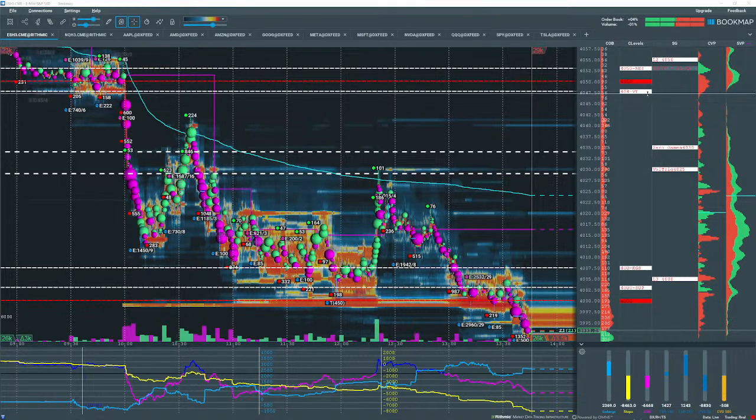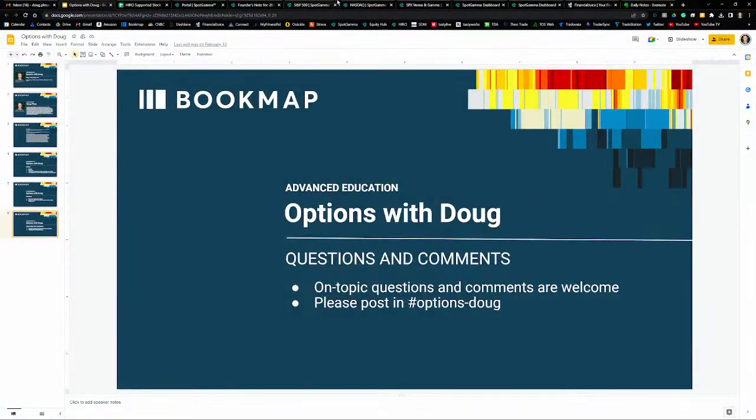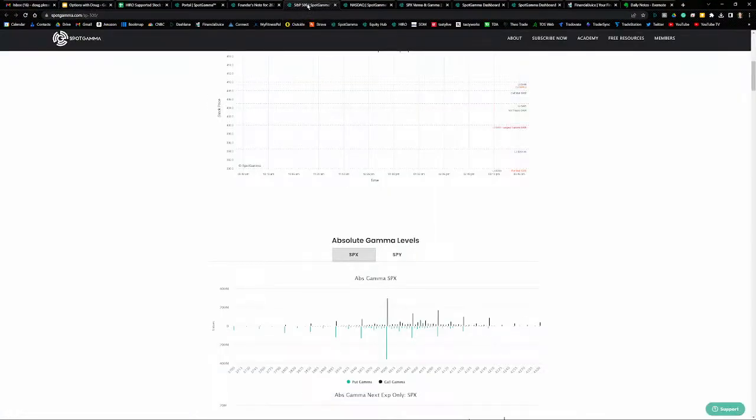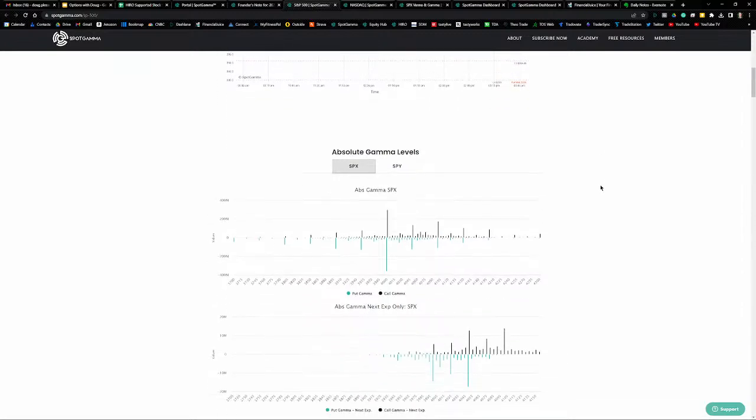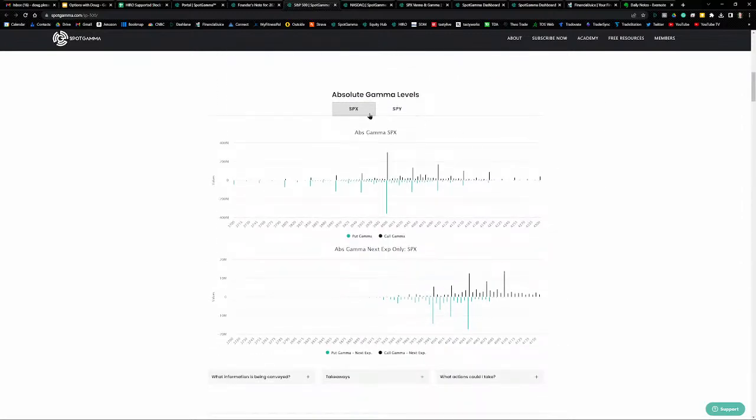Okay, let's take a look at the SPX gamma charts. These are the absolute gamma levels, and this will show where those levels come from. So this is SPX, the absolute gamma levels, and this is the 0 level. Above the 0 line, that's call gamma or positive gamma, shown with the black bars, and below the line, that's put gamma or negative gamma, shown by the teal bars.